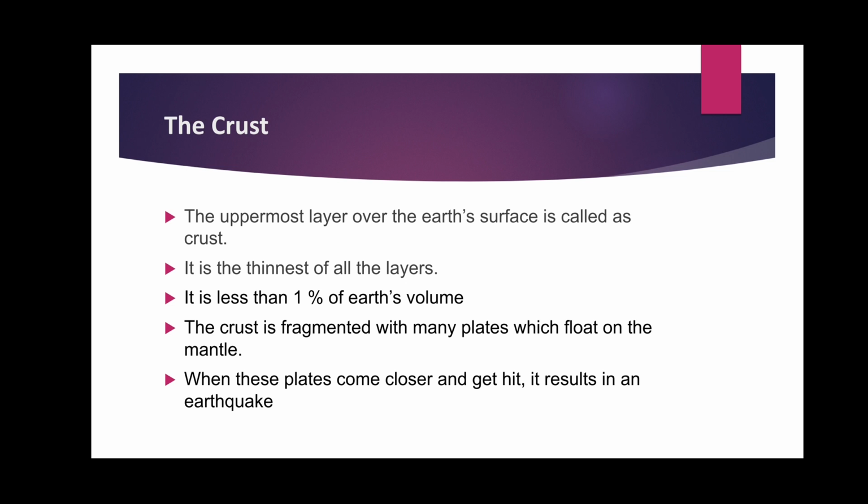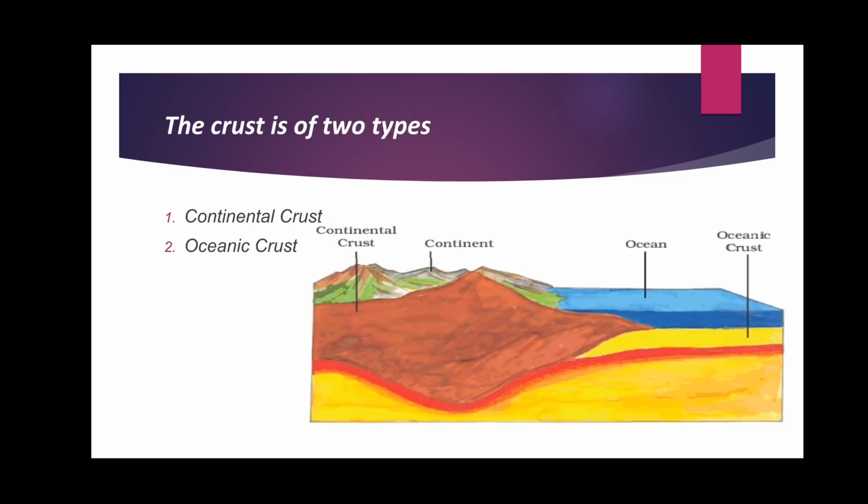So this is one example that certain changes take place in the interior part of the earth and the result can be seen at the surface. Okay, so that is the crust. Now again, crust is divided into two types, or we have two types of crust. First is continental crust and second is oceanic crust.